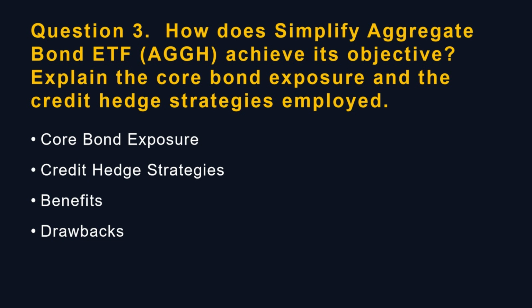Quality junk factor-based hedges. The fund might utilize derivatives to hedge against potential downgrades of IG bonds to lower credit quality, junk. These derivatives could be credit default swaps, CDS. These are essentially insurance contracts where AGGH pays a premium in exchange for a payout if a bond issuer defaults. This can help mitigate losses if any of the underlying bonds in the portfolio experience a downgrade.